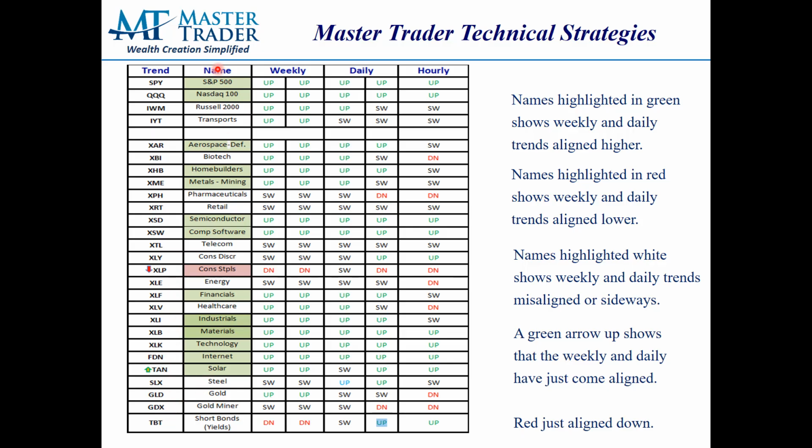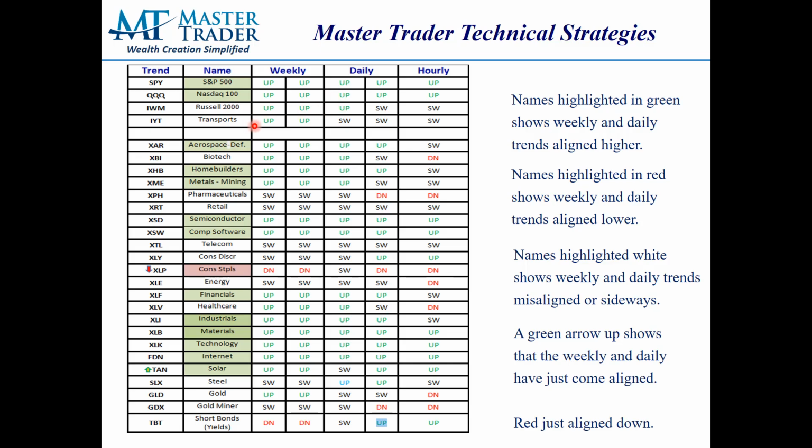And what we see here, these names that are highlighted in green, they show that the weekly and daily time frames are in alignment with each other. And when they are in alignment with each other, that suggests they're going to continue to move in that direction until that changes. I cover the hourly time frame as well, so we can have an hourly time frame that's either sideways or down against an upward trending weekly and daily, which says get ready during this correction and pullback for a continuation in the direction of these higher time frames.